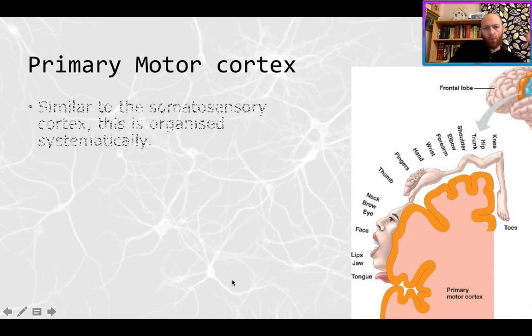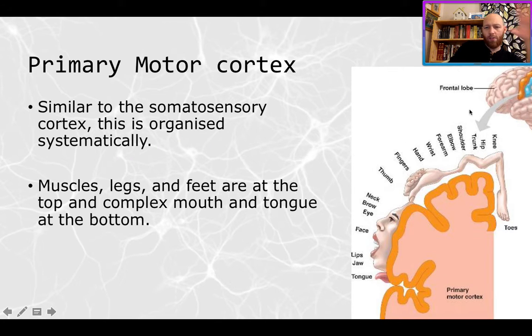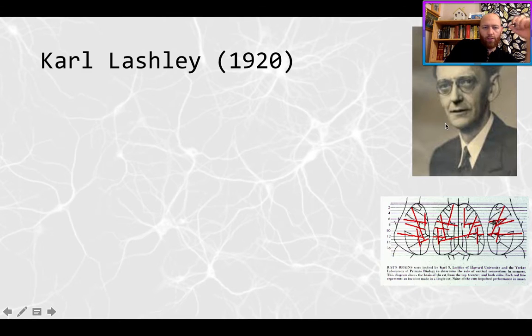The motor cortex is similar to the somatosensory. It's laid out very similarly. Muscles, legs and feet are at the top, and then moving down to very complex mouth and tongue at the bottom. Now if you think about the types of movement involved in tongue movement, they are substantially more complex than knee movement, which is antagonistic muscles. So these are laid out in a very similar way to the somatosensory cortex.